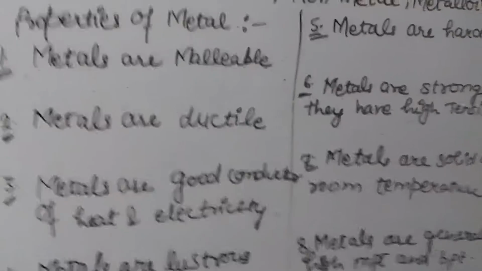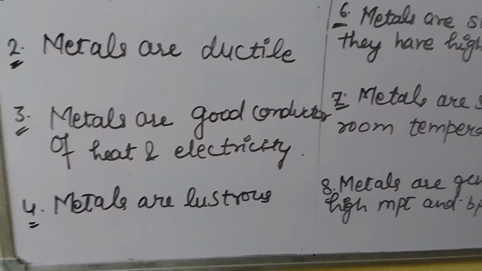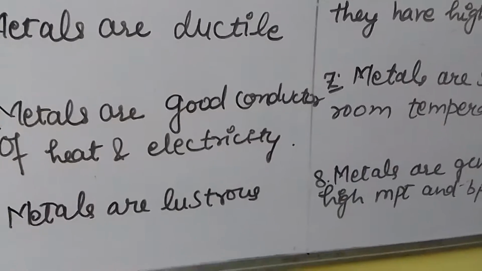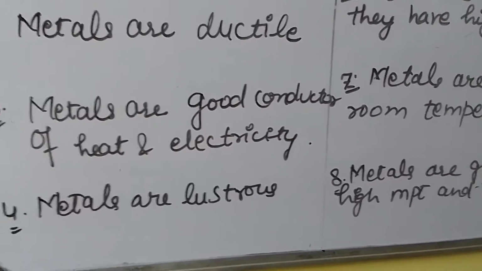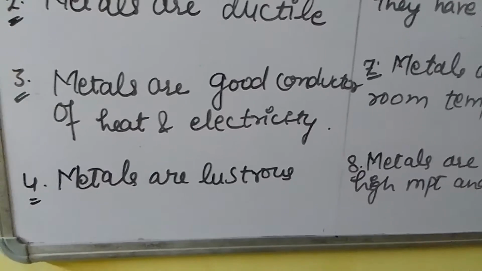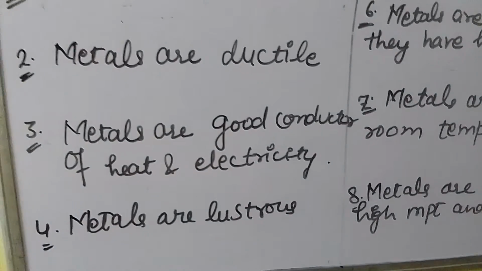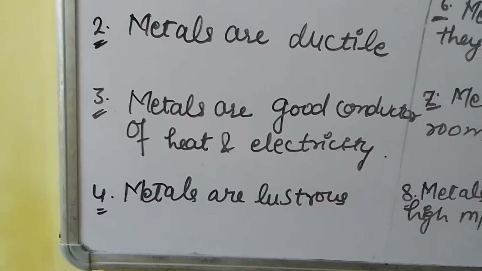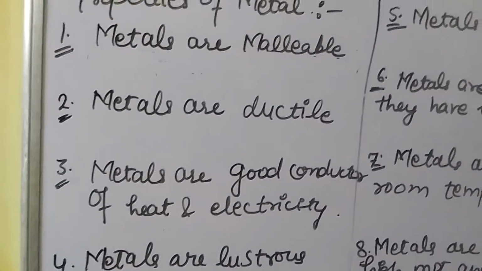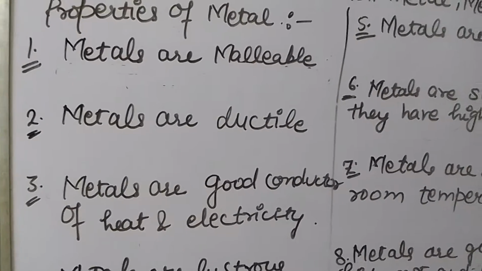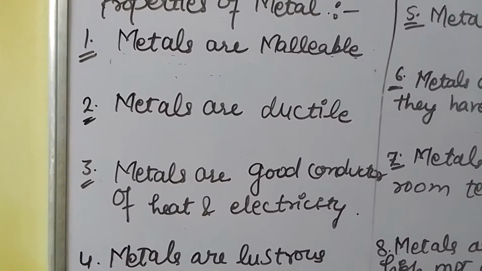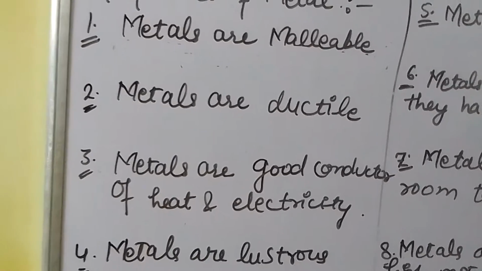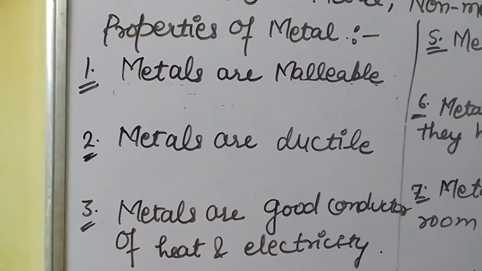Let's start. Metals are malleable. What is malleable? Malleable is a property of metals in which we are able to convert the metal into a thin sheet. When metals can be beaten into thin sheets with a hammer without breaking, they are converted into thin sheets. That's why metals are known as malleable. So metals have very high malleability because of that property.